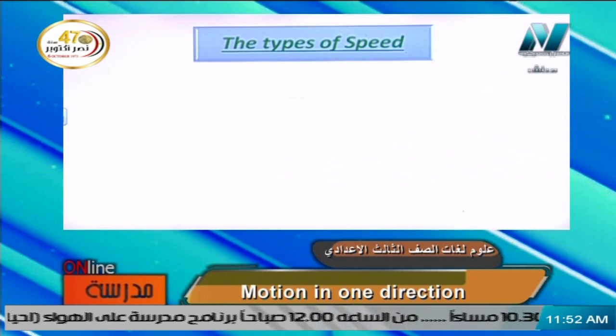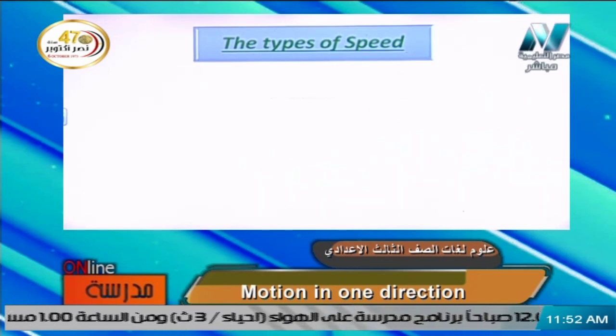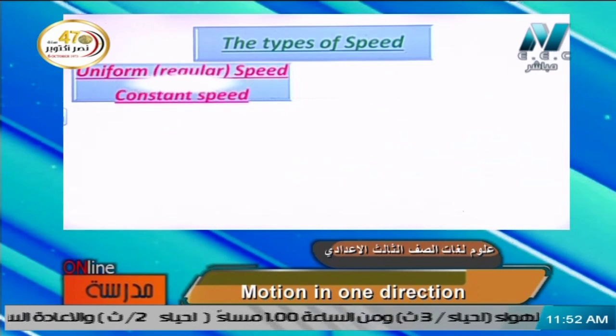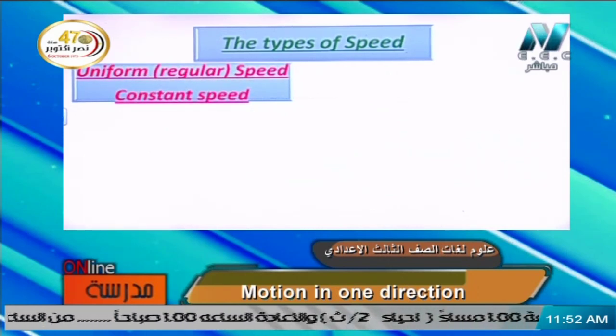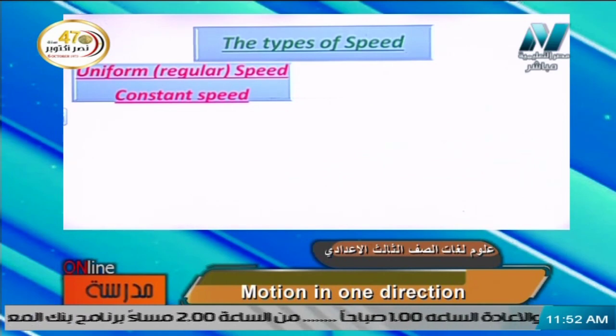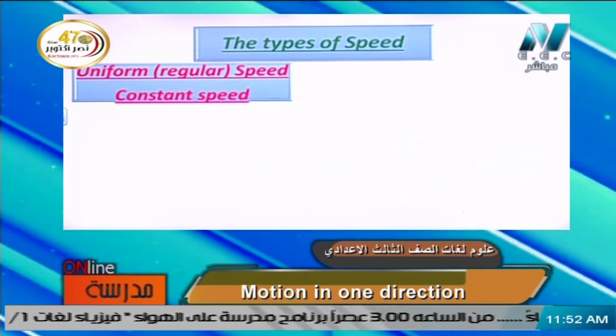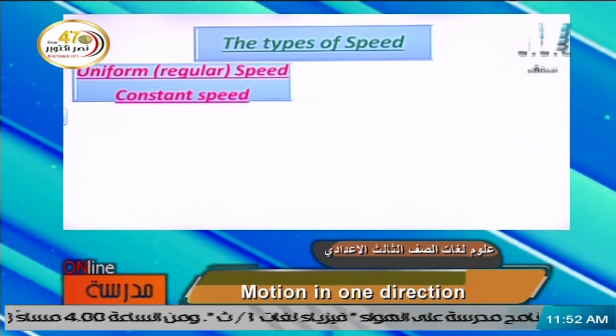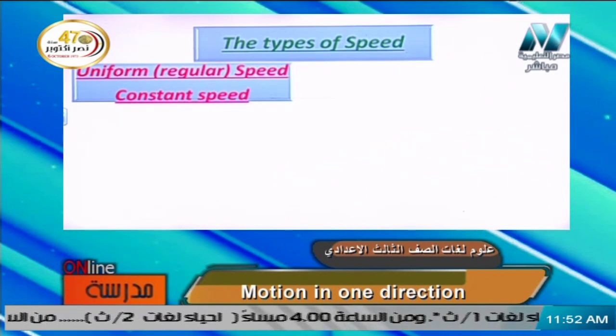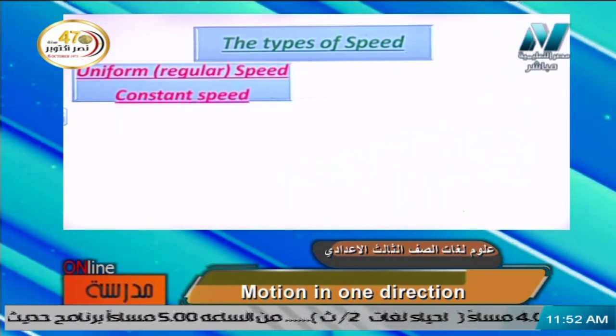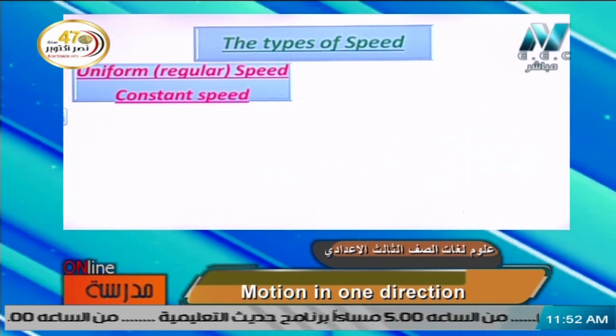The types of speed. We have two types of speed. We have uniform or regular speed, or constant speed. The speed doesn't change. An object moves with constant speed, which means uniform or regular speed, which means the speed doesn't change. For example, this object moves with a speed of 70 km per hour and doesn't change. So in this case, this speed is called constant speed or uniform speed.